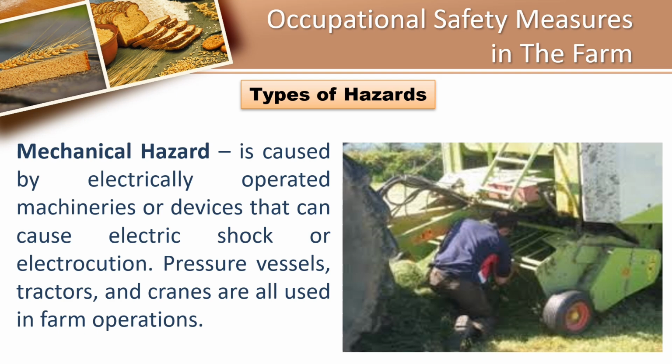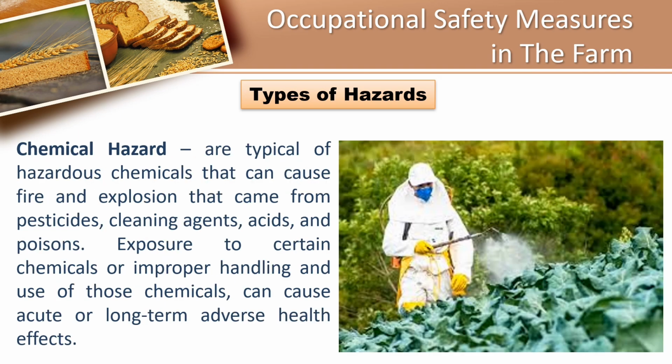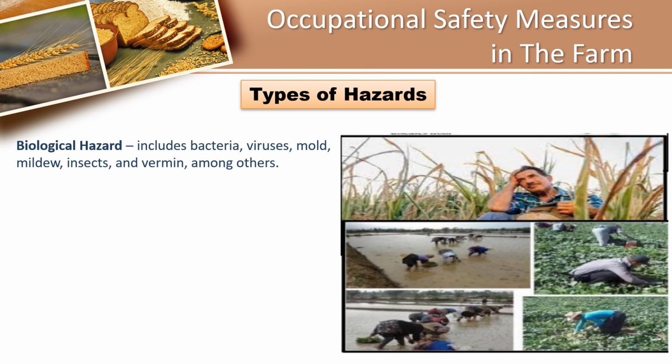Mechanical hazard is caused by electrically operated machineries or devices that can cause electric shock or electrocution. Pressure vessels, tractors, and cranes are all used in farm operations. Chemical hazards are typical of hazardous chemicals that can cause fire and explosion that came from pesticides, cleaning agents, acids, and poisons. Exposure to certain chemicals or improper handling and use of those chemicals can cause acute or long-term adverse health effects. Biological hazard includes bacteria, viruses, mold, mildew, insects, and vermin, among others.